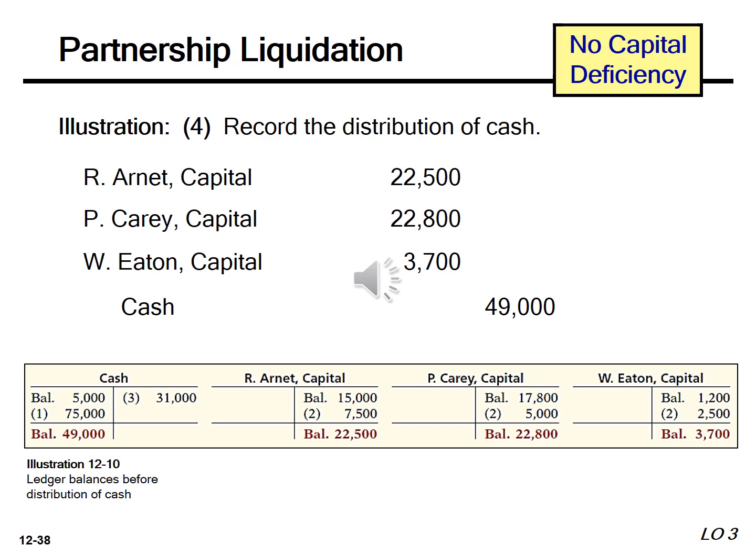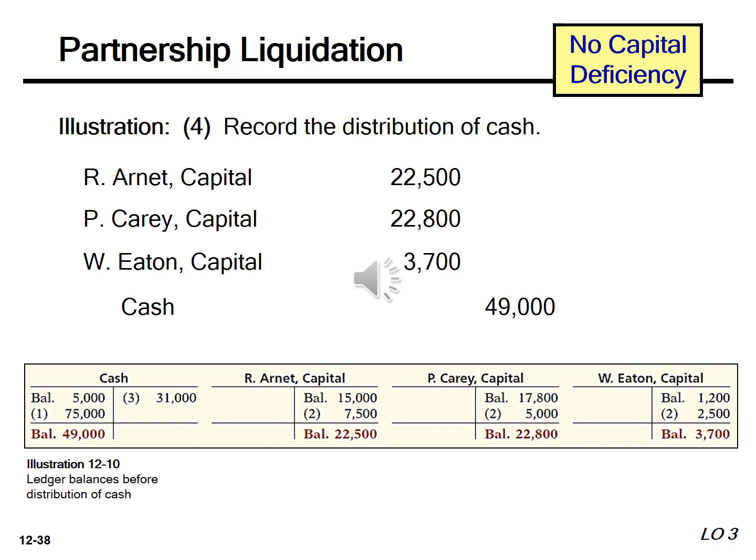And then we can move on to the capital ledgers of each of the partners, and we will see that Ornett's capital, where he had a balance of 15,000, also received 7,500, which is half of the gain on the sale of non-cash assets.